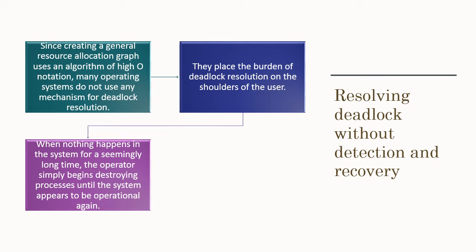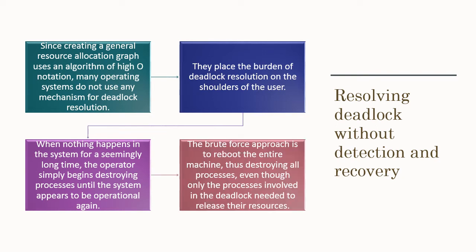The system was not preventing a deadlock, the system was not avoiding a deadlock, and the system was not even detecting a deadlock. But a deadlock had occurred, and you, as the user or the operator, were trying to find your way out of it.